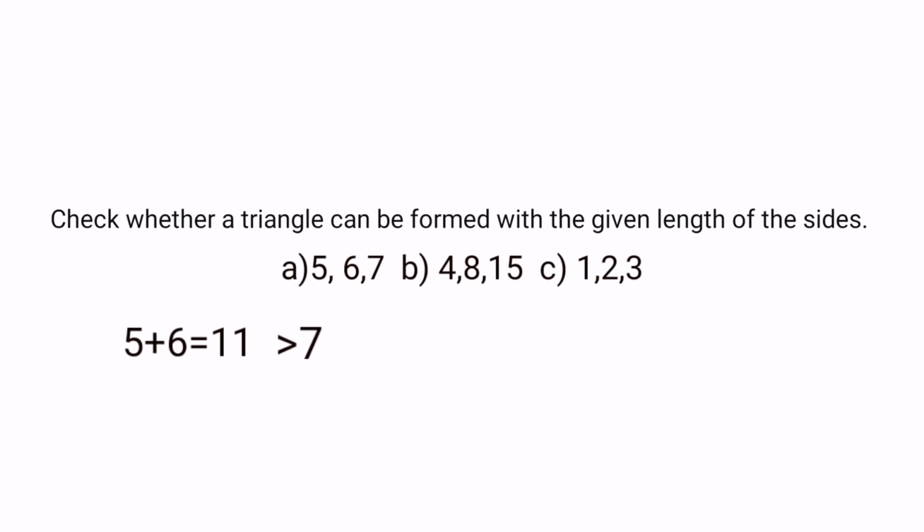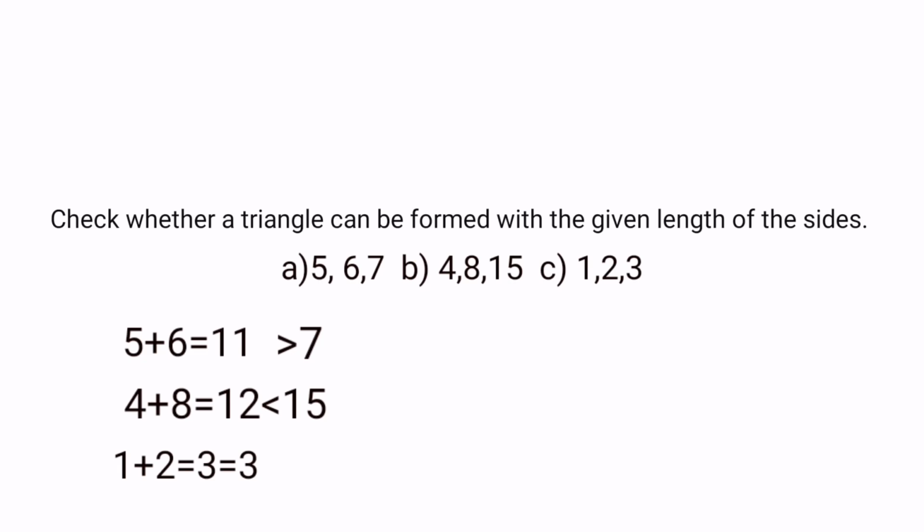Now consider the second option, 4, 8, 15. Here when we add 4 and 8, sum is 12. We know that 12 is less than 15. That is 12 is less than the third side. So with these values we cannot construct a triangle.